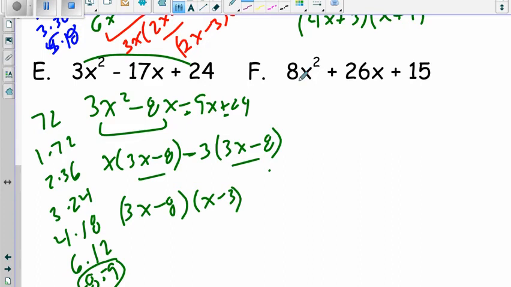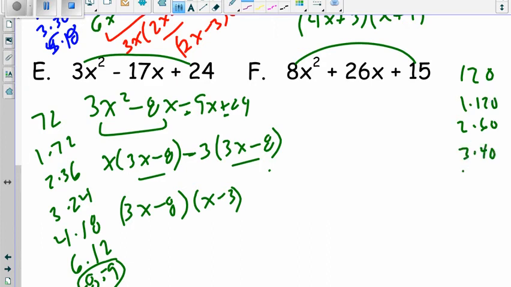Letter F, same thing. Does 8 have anything in common with 26 and 15? It doesn't. So I'm going to multiply 8 and 15 together. I get 120. Factors of 120 are 1 and 120, 2 and 60. And I'm trying to get the ones that add up to 26. 3 and 40, getting closer. 4 and 30. 4 and 30 looks like it might work.